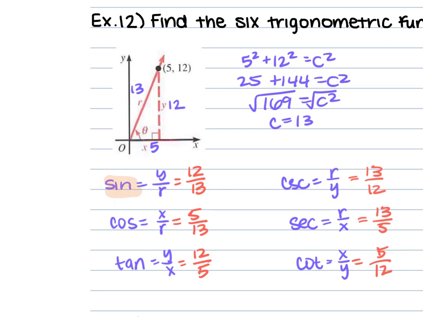So sine is 12 over 13. Cosine is 5 over 13. Tangent is 12 over 5. Cosecant is 13 over 12. Secant is 13 over 5. Cotangent is 5 over 12.